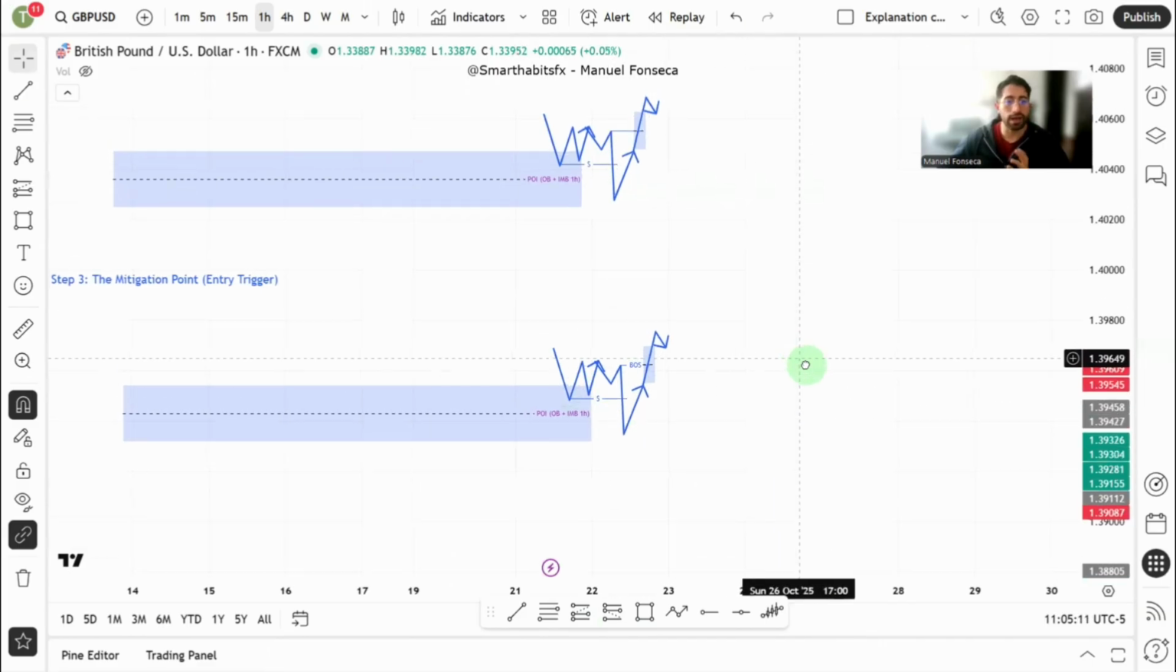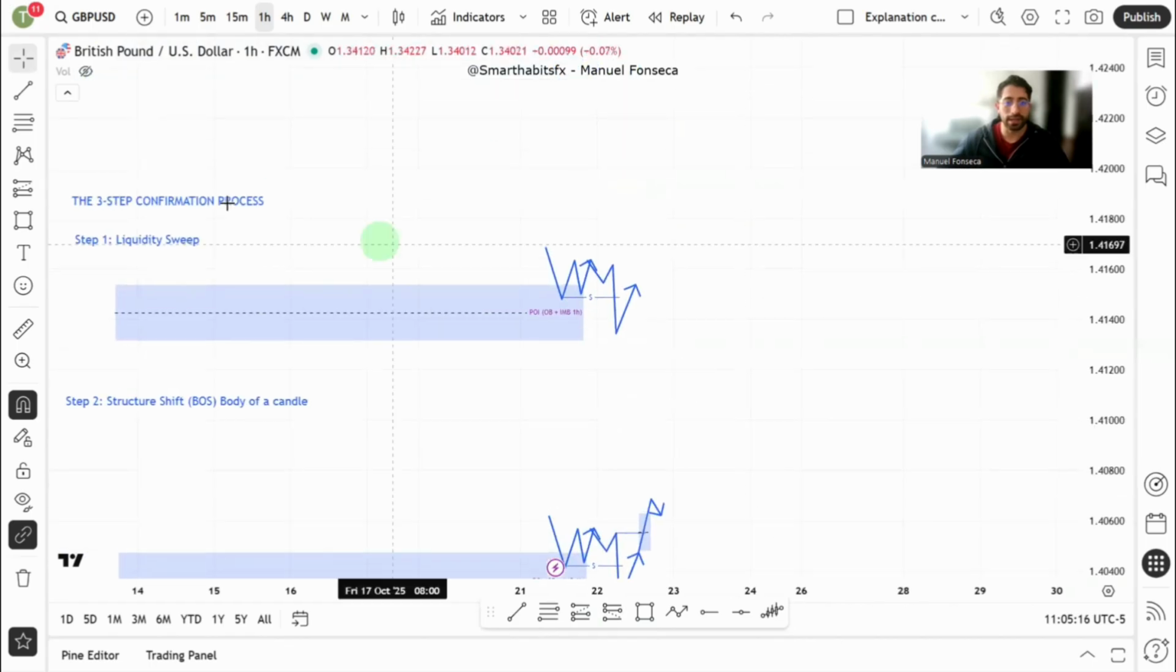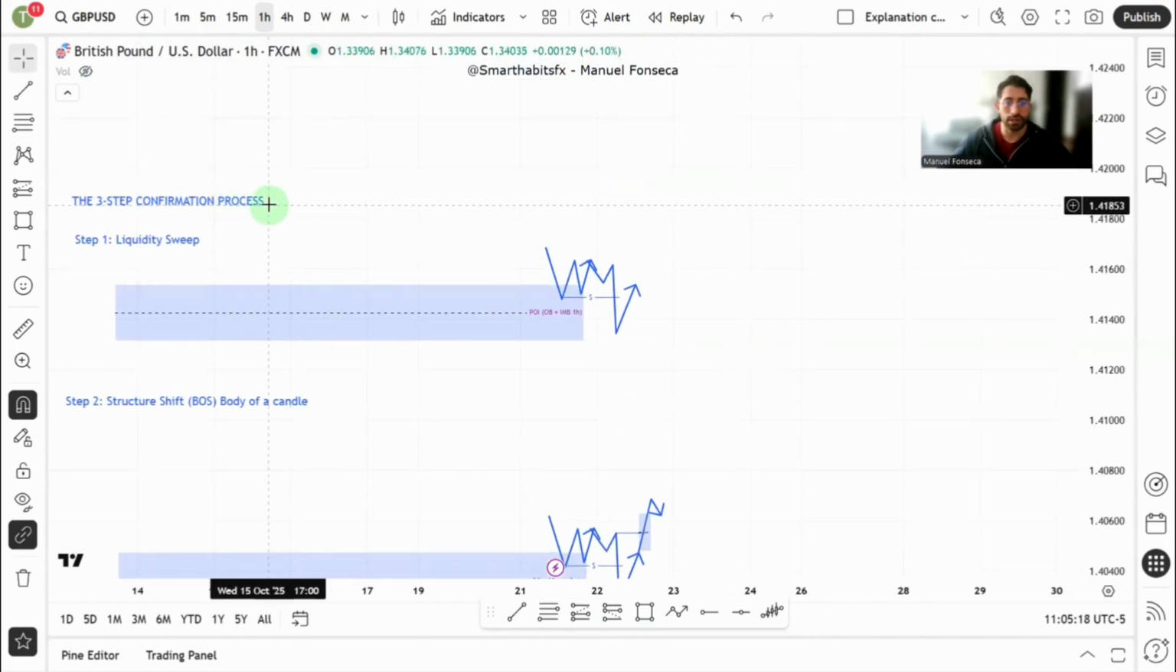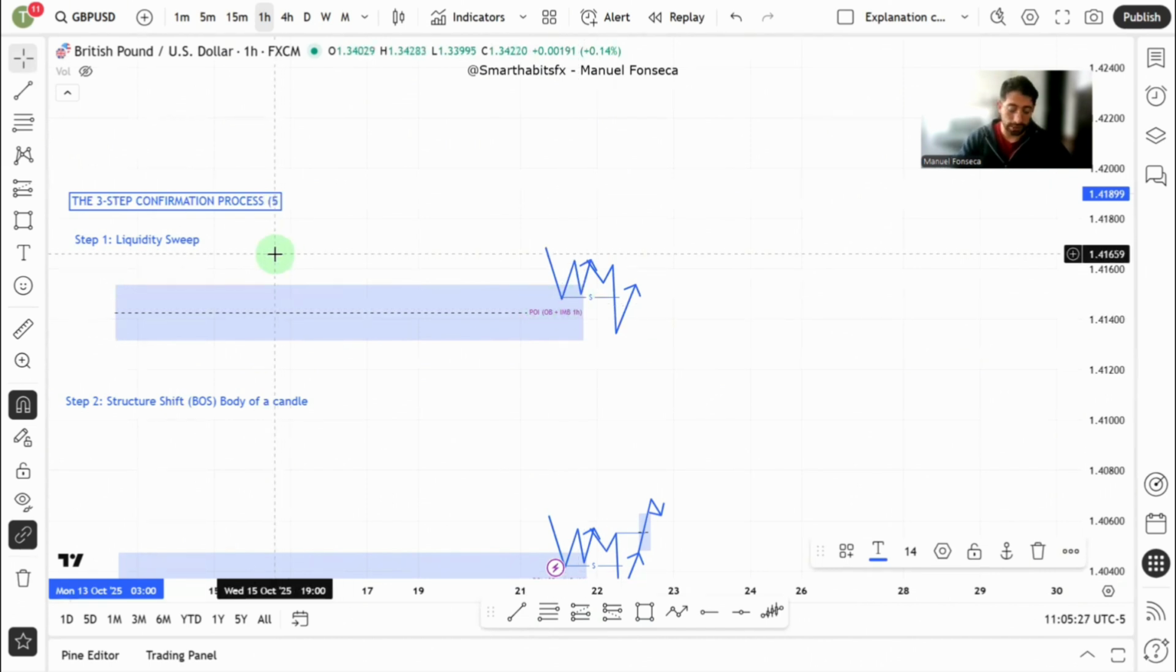Because this is something I completely forgot while I was explaining this: in the confirmation process, once the price gets to our point of interest in 1 hour, we're going to go down in time frame, let's say, and we're going to find a 5 minute time frame.